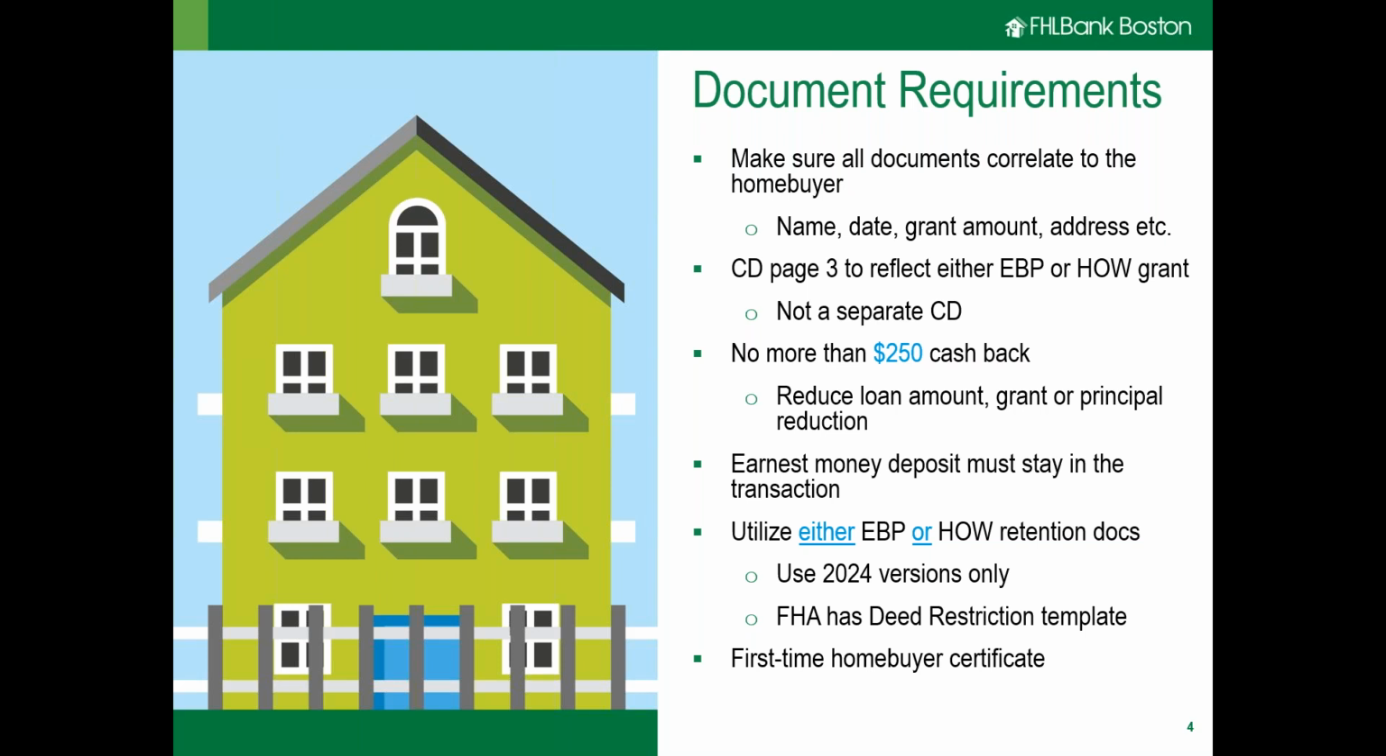Just another plug-in reminder that on page 3 is where we have our reference to our grant, either EBP or HOW. Some people just will say FHL bank grant, and that's fine as well. We do not require a separate CD, and that is because these are grants, they're not loans. So there's never a monthly P&I. It's just a grant that is directly applied at the closing transaction, but there is a lien on the property. And we'll get into more detail about that today.